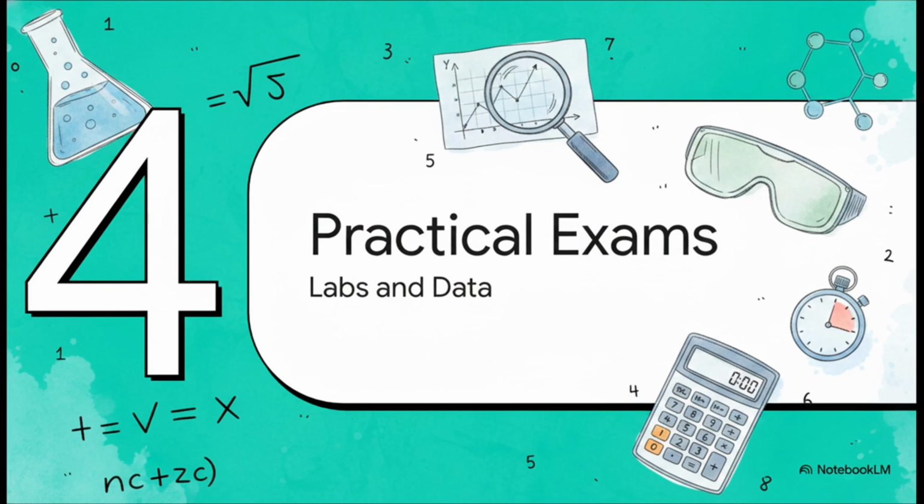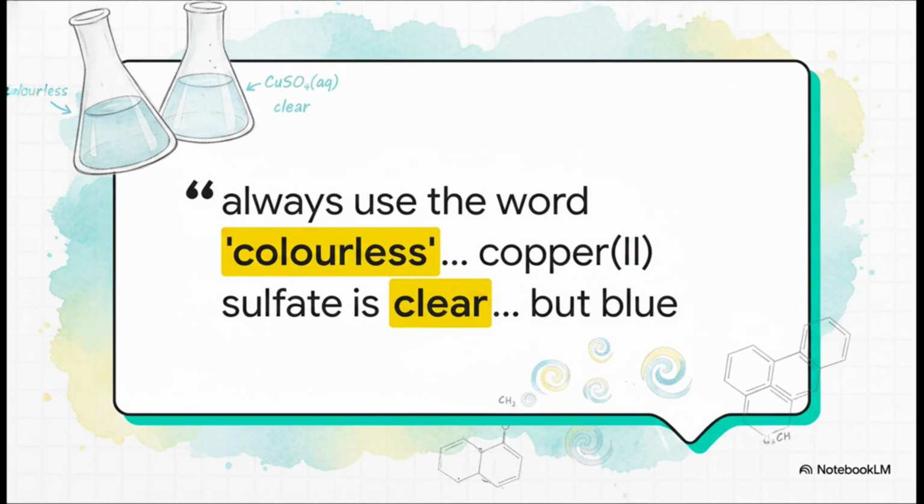Finally, we hit Section 4, acing your practical assessments, covering labs and data. All right, listen up because here is a massive pitfall alert. Writing clear instead of colorless is a classic mistake that will immediately cost you observation marks. In everyday language, sure, we use them interchangeably, but in chemistry, they are completely different things. Clear just means transparent, light passes through it. A solution of copper 2 sulfate is perfectly clear, but it is undeniably blue. If a solution looks like water, transparent and without color, you must write colorless. Never, ever use clear to describe a lack of color.